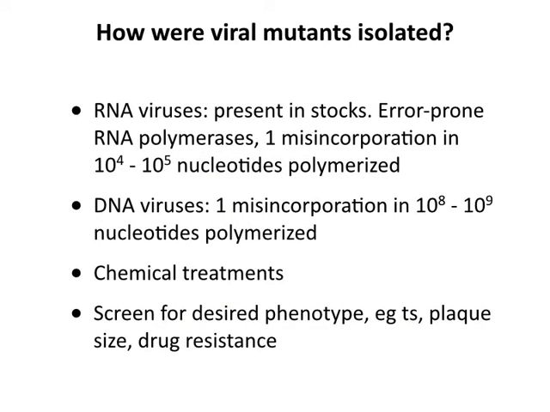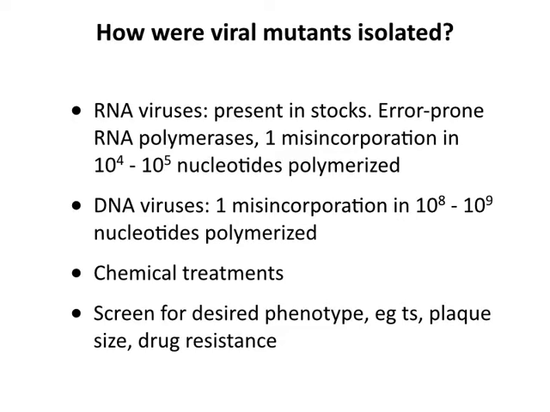In the old days, we didn't make mutants. We isolated them. So RNA viruses are error prone. Their polymerases make mistakes, and they don't correct them. There's a high error rate. DNA viruses also make mistakes, their polymerases, but they're corrected. There are proofreading enzymes that reduce the error rate. So you could just take any stock of an RNA virus. It would be full of mutants, and it was just a matter of applying the right selection, like plaque size or drug resistance, and then you could isolate the right mutant.